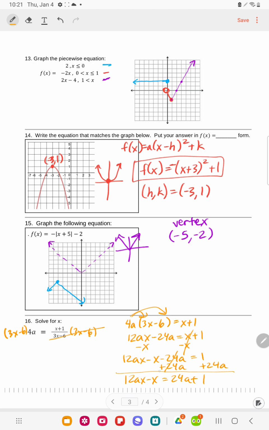We need to factor out an x from the 12ax minus x side. So factoring out an x, we're left with x times the quantity 12a minus 1 equals 24a plus 1. And then we divide both sides by 12a minus 1 to isolate for x, and our final answer is going to be x equals 24a plus 1 divided by 12a minus 1.